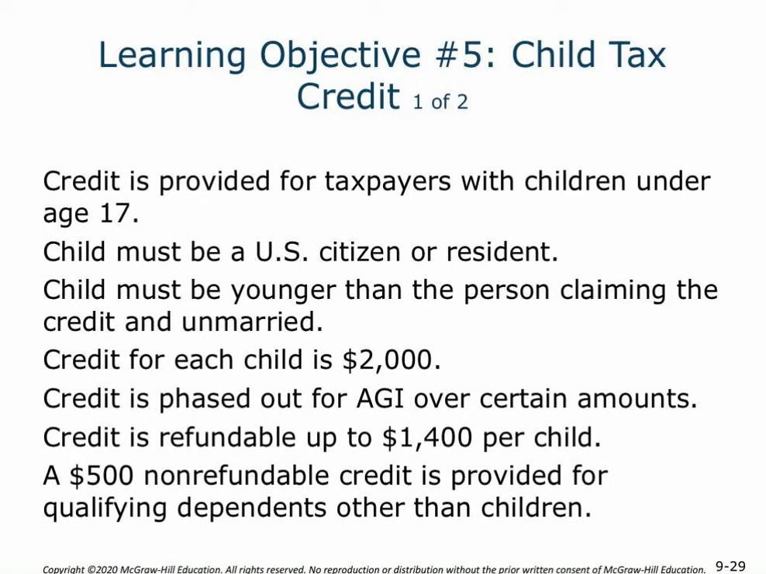So the credit's also going to get phased out over an AGI amount, but that AGI amount got changed under the new tax law to where we're looking at about $400,000 for married filing jointly. So it's not going to be quite the same limitation as it previously was. And the refundable amount is not going to be the full $2,000. Only $1,400 is going to be refundable. Refundable again means that's the amount that you would be able to get back as a tax refund. And then there's a $500 non-refundable credit for qualifying dependents other than children. So again, this is a situation where we might have a parent that's going to qualify as a dependent in the household or something along those lines.